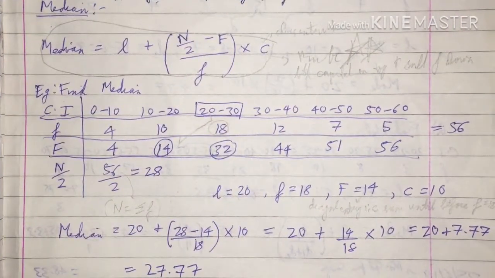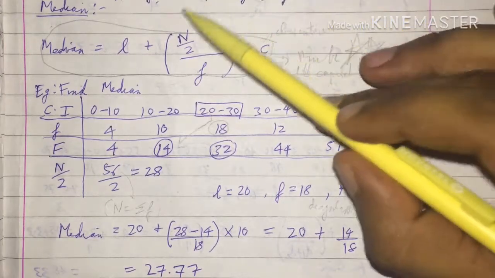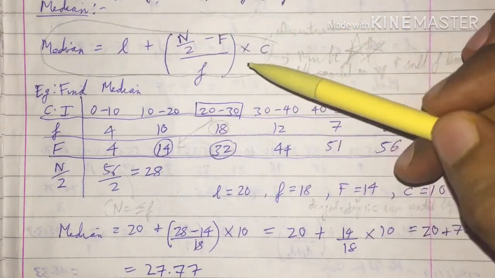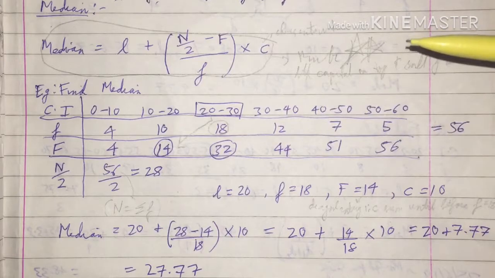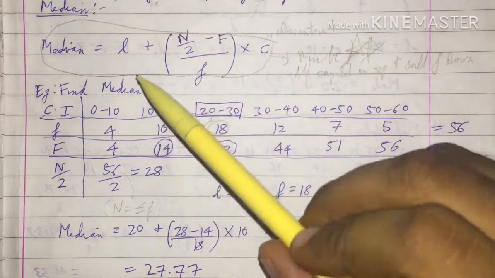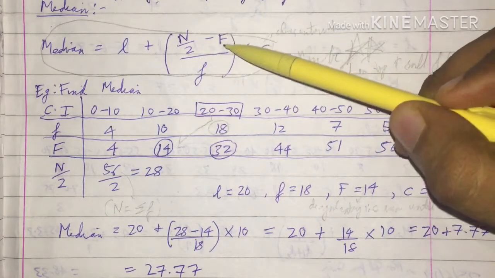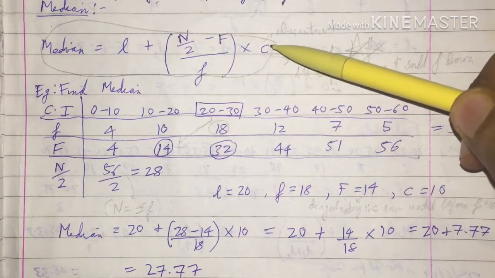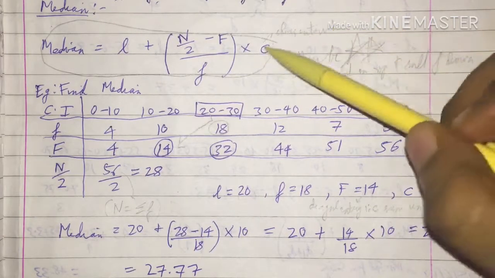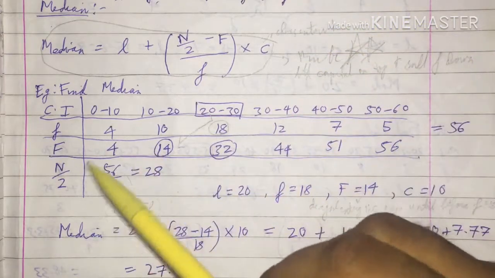Median. Median is basically if you arrange all the data points in ascending or descending order and we take the middlemost data. So there is a formula for this, median equal to L plus n by 2 minus capital F upon small f into C. I'll explain this using an example.